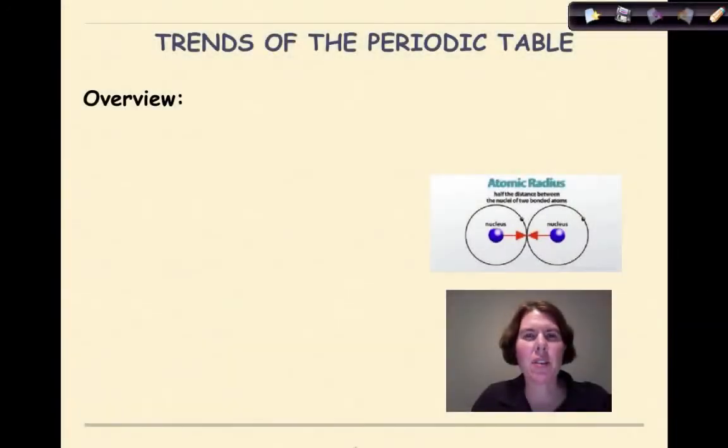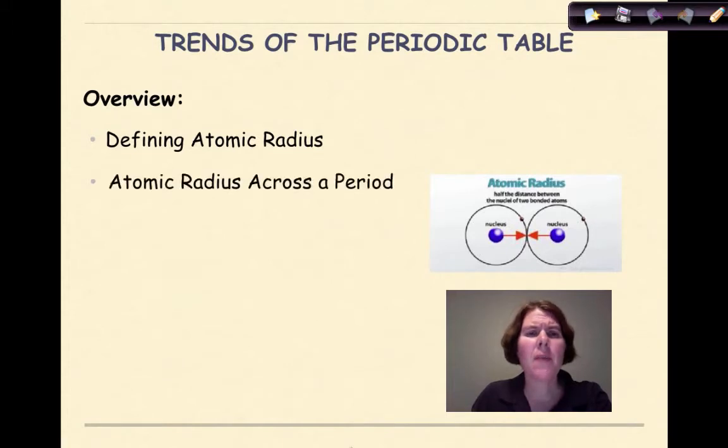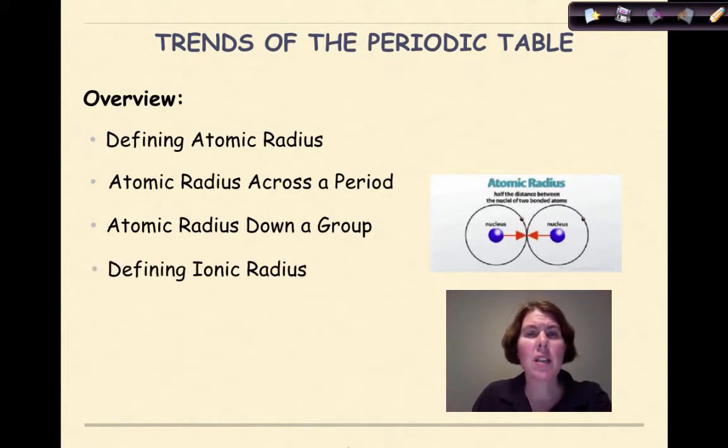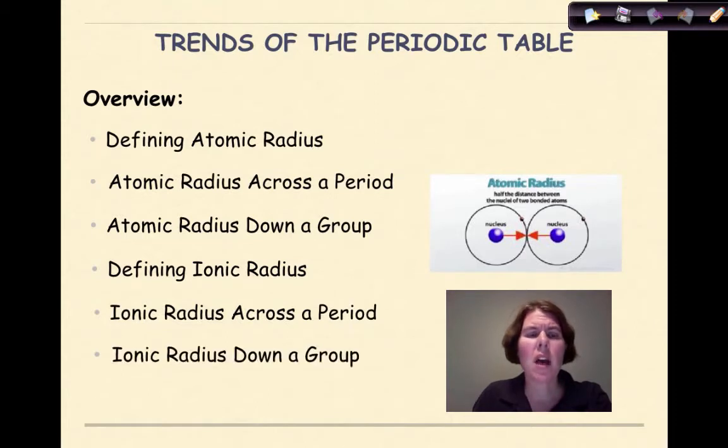English, and today we're going to start talking about the trends of the periodic table. Specifically, we're going to look at what the definition is of an atomic radius, the trend of the atomic radius across a period, atomic radius down a group, looking at the definition of an ionic radius, trends across a period, ionic radius trends down a group, and finally a little bit of practice at the end.